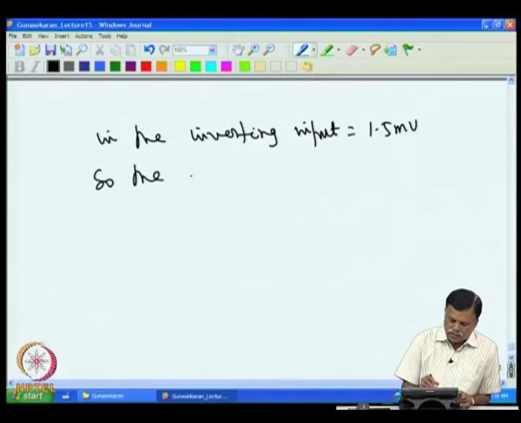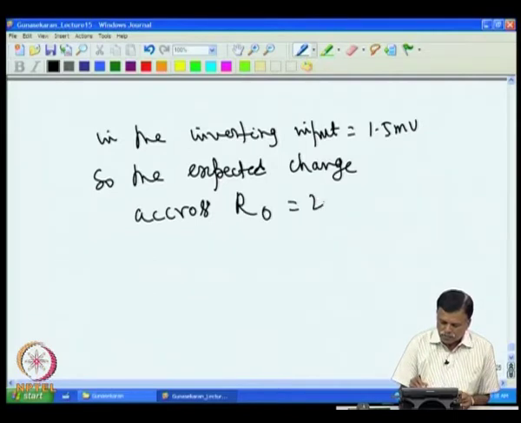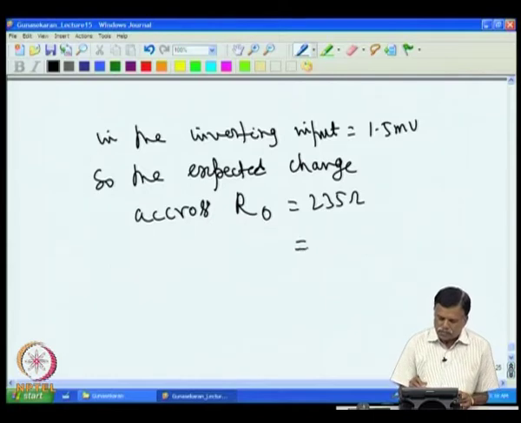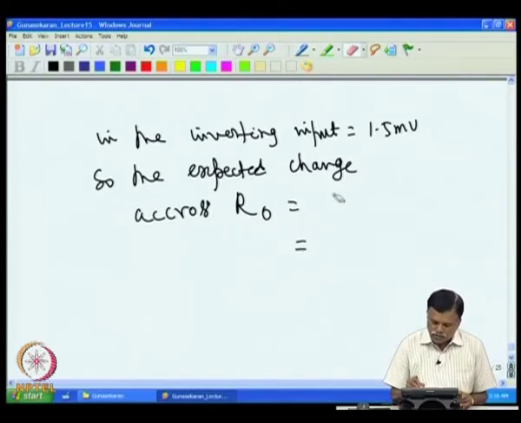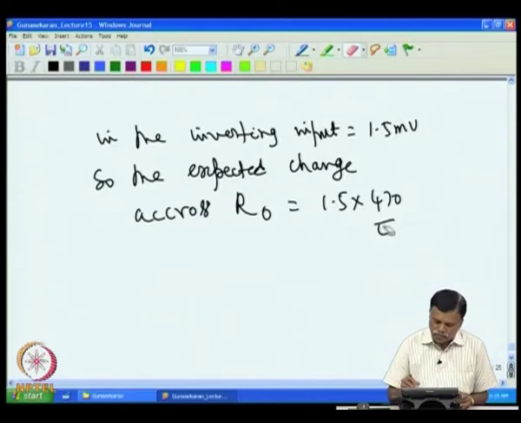So, the expected change across R0, that is equal to 235 ohms, is equal to 1.5 times 470 k divided by 470 k plus 470 k, that is equal to 3 millivolt.